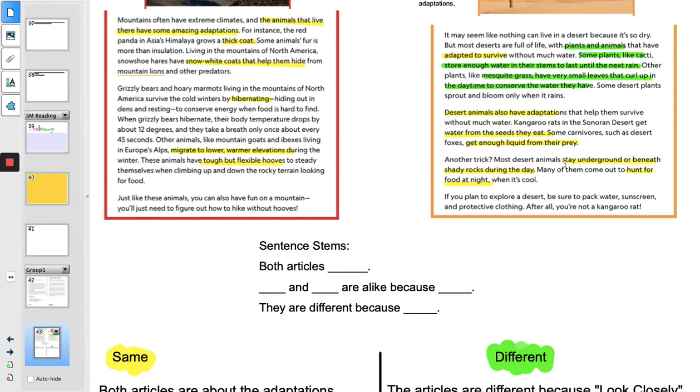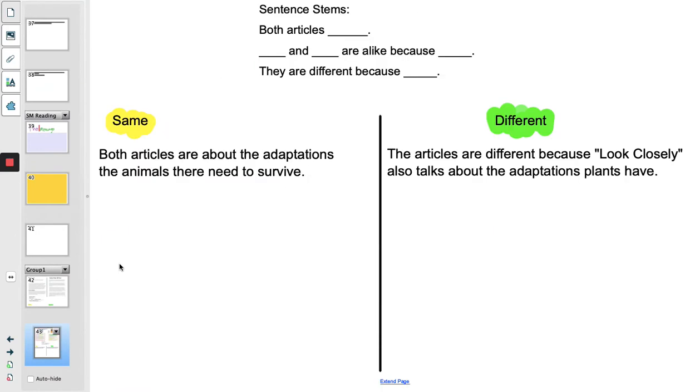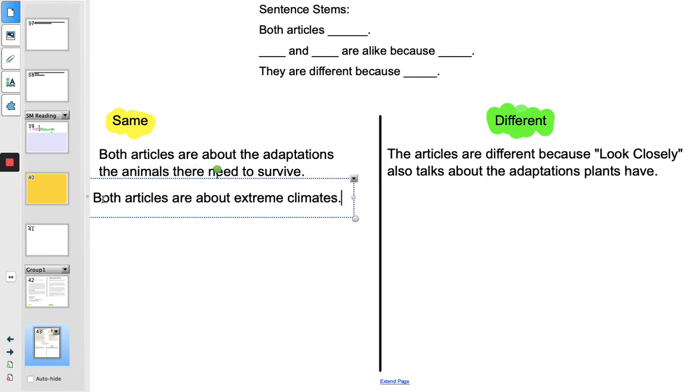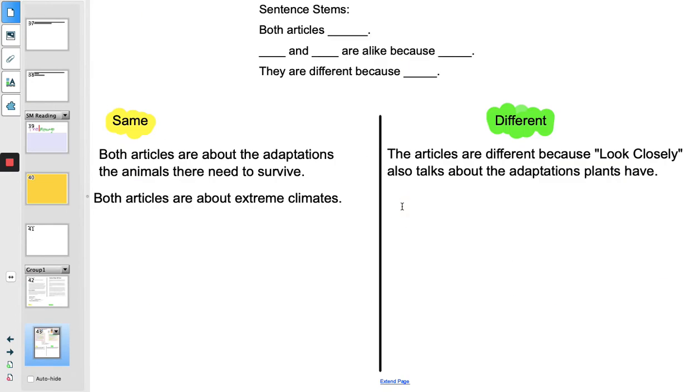I can also think that they are the same because both articles are about extreme climates. So, if I look up here, mountains are extreme climates, but deserts are also extreme climates because of how dry they are. So, mountains can get really, really cold, but deserts get so dry and hot. But when I think about a mountain and a desert, they're very different.